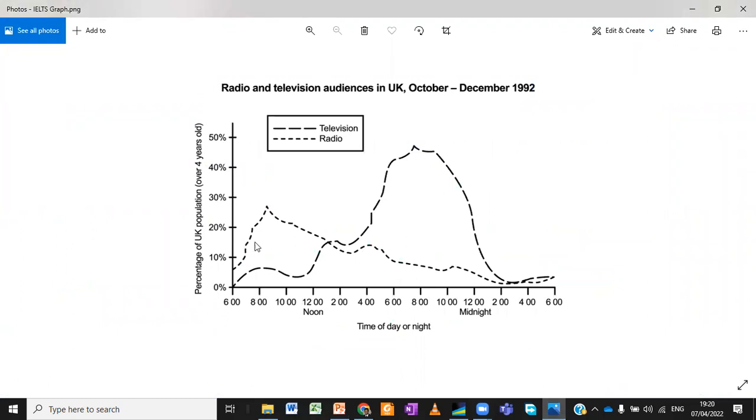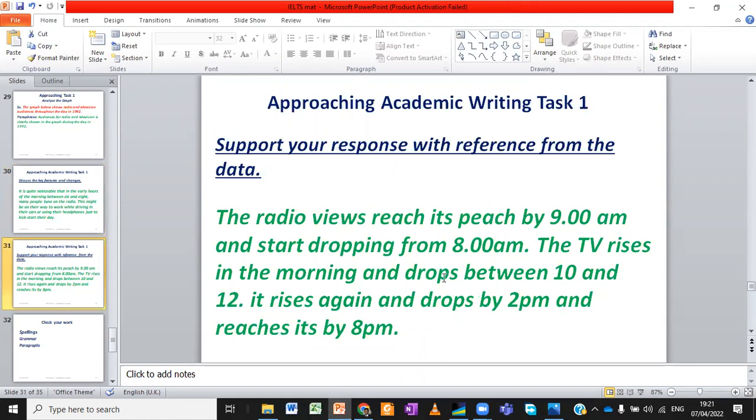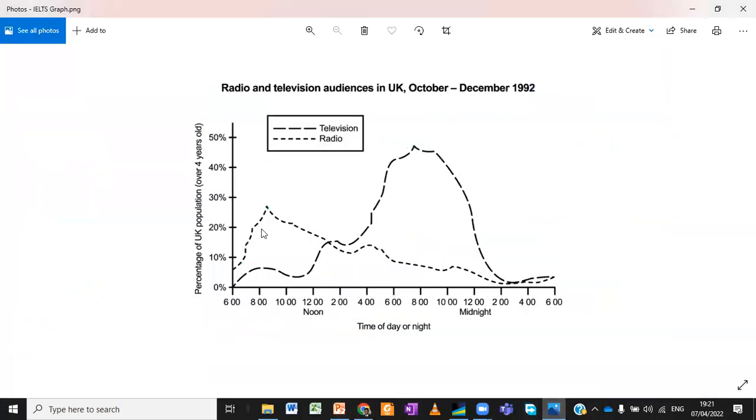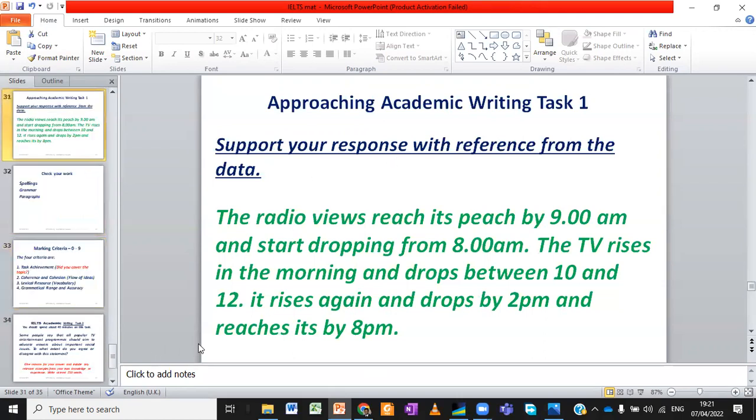Yes. So when you say the radio viewers rise, you support the rise by 25% between 8 and 10, or let's just say 9 a.m. Okay, so you support your opinions with the data from the graph. Okay, the TV rises in the morning and drops between 10 and 12. Mentioning 10 and 12. The TV drops between 10 and 12. Yeah, okay, 10 and 12, it drops a bit. So mentioning all these statistics is actually what I mean here by supporting your reference with data from the graph.